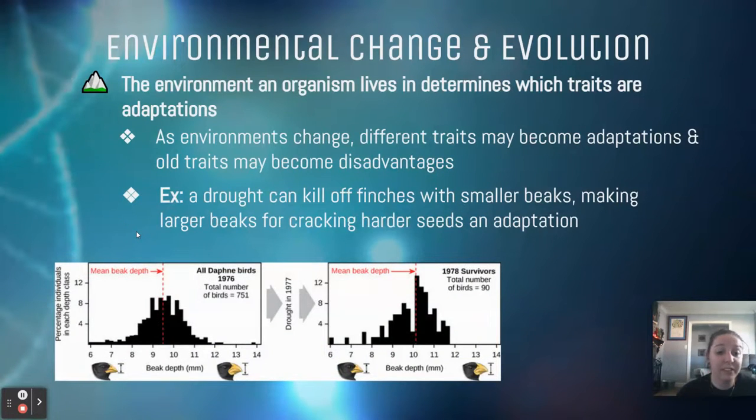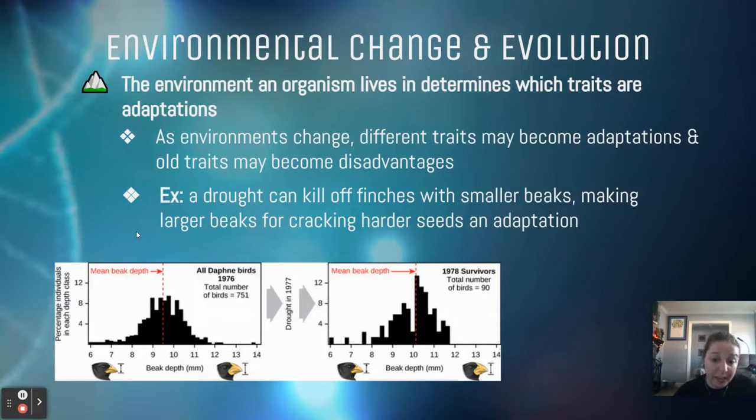We can see a real life example of this here. So we had these birds on an island in the West Indies, okay? And in 1976, you can see that the mean beak depth was about 9.5 millimeters. And then what happened was in 1977, there was a severe drought. So, like I said, that drought made those seeds tougher and harder to crack open. And within just 1 year, you can see that the mean beak depth went up to over 10 millimeters.